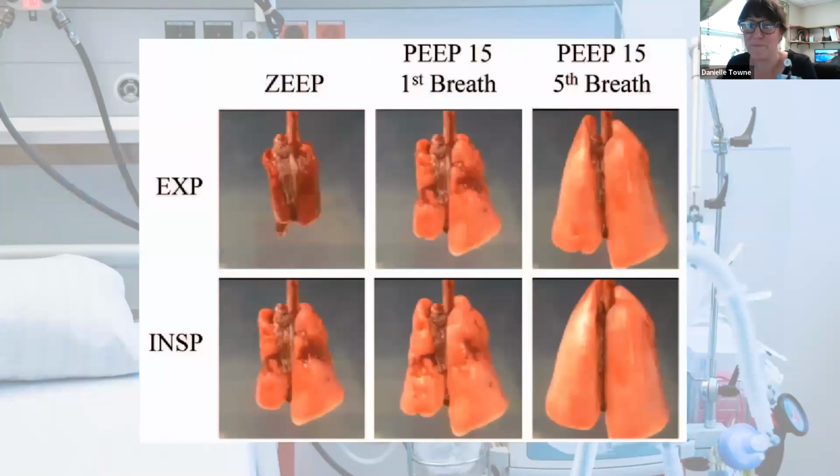How about our PEEP? All right, so what is PEEP? PEEP is positive end expiratory pressure. It maintains alveolar recruitment and optimizes the ability to provide effective oxygenation. What does that really mean though?